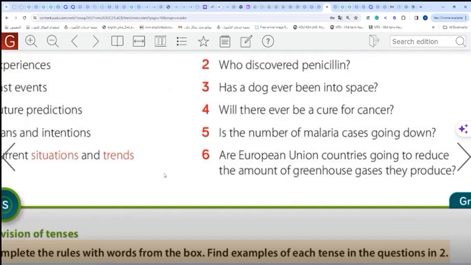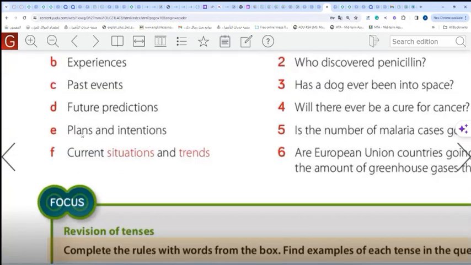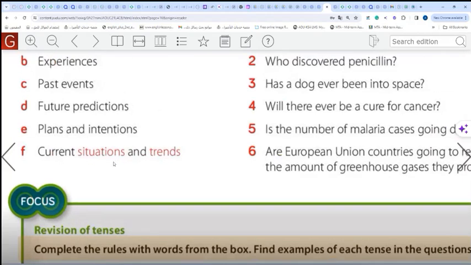We describe something that is happening at the present time. Okay, so using the present continuous tense, is plus verb plus ing. Is the number of malaria cases going down? So we can call this current situations and trends.